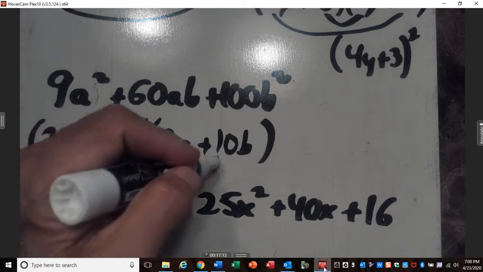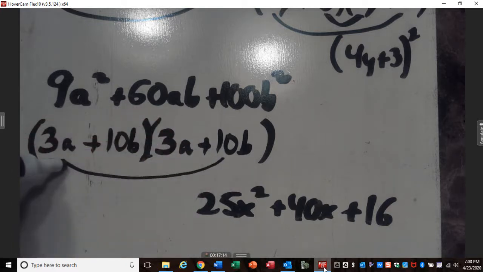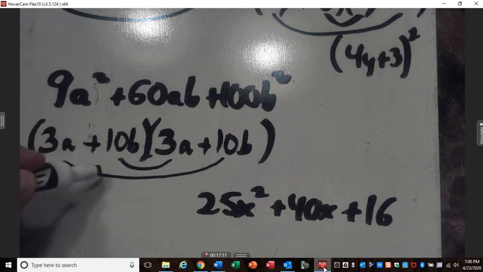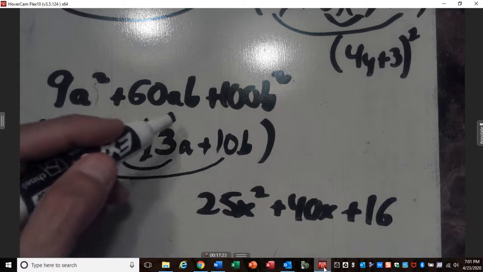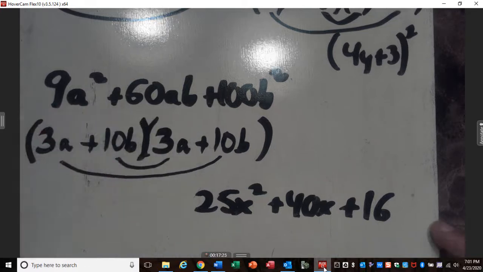Now remember, what you're going to get is 30ab plus 30ab. Just look at it carefully, you'll see it. 30ab plus 30ab. Remember, we always want alphabetical order. There's your 60ab. All right, I want to do a U try.